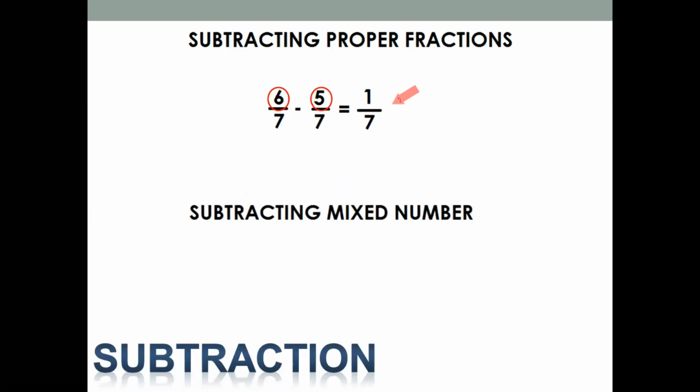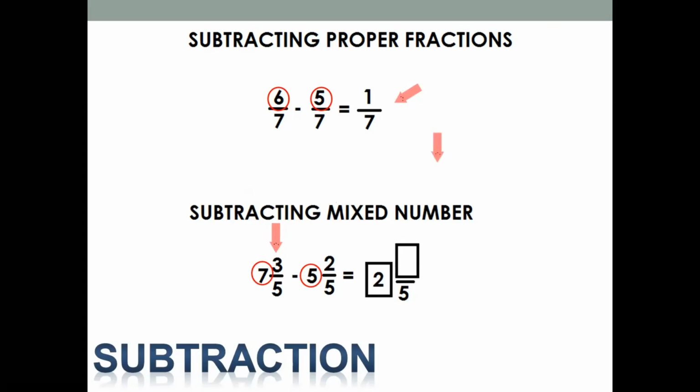Okay, next, subtracting mixed numbers. So our next example are mixed numbers. We have 7 and 3/5 minus 5 and 2/5. So again, similar fractions. Copy our denominator, subtract our whole numbers, which are 7 and 5. We can get 2. Then our numerators, 3 and 2, resulting in 1.